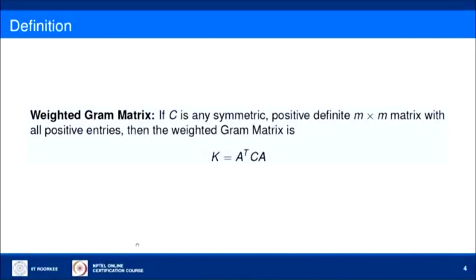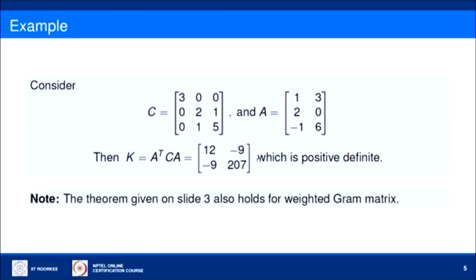In the same way, we can define the weighted Gram matrix. If C is any symmetric positive definite m by m matrix with all positive entries, then the weighted Gram matrix is K equals A transpose C A. For example, if I take C as this one, which is symmetric as well as positive definite, and A is the same as in the earlier case, then the associated Gram matrix A transpose C A is 12, minus 9, minus 9, and 207, which is again positive definite. All the results discussed in the earlier theorem hold for the weighted Gram matrix also.